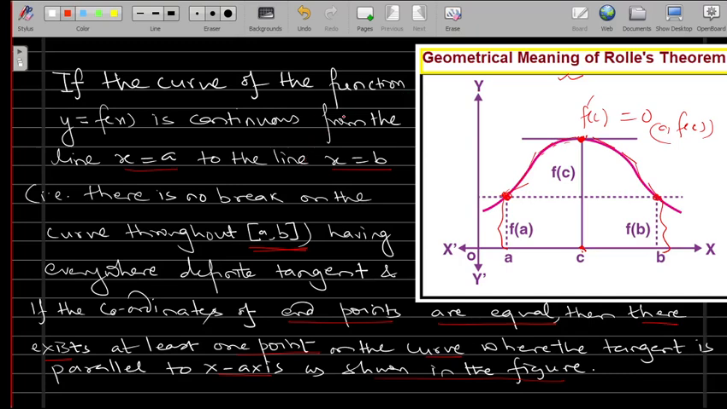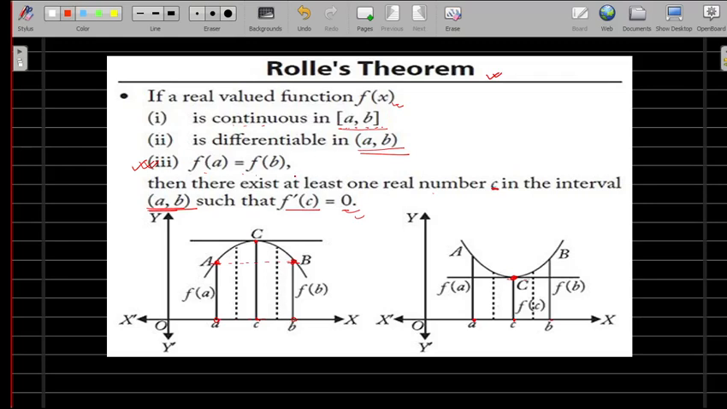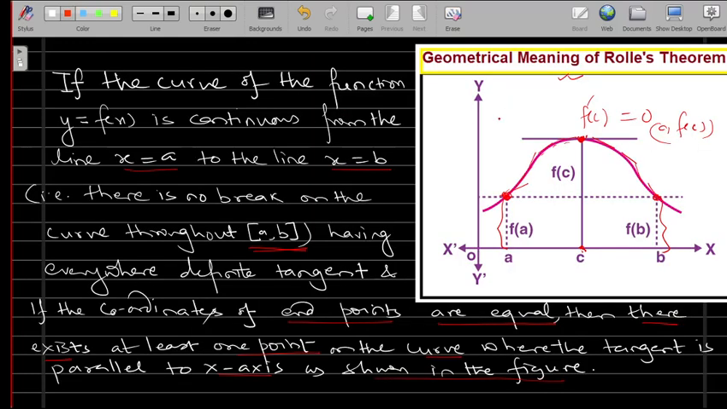Okay, first state Rolle's theorem. This is the statement of Rolle's theorem. Without the figure also, up to here you can write. This is the geometrical meaning of Rolle's theorem: at this point, the tangent is parallel to the x-axis.